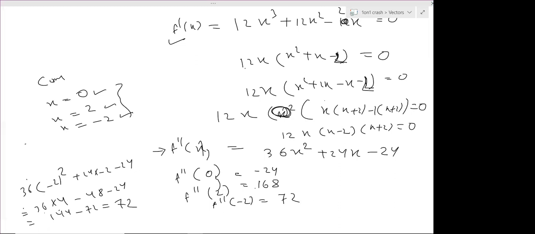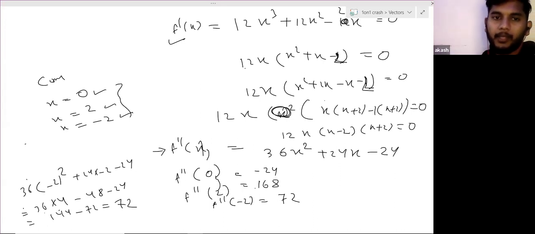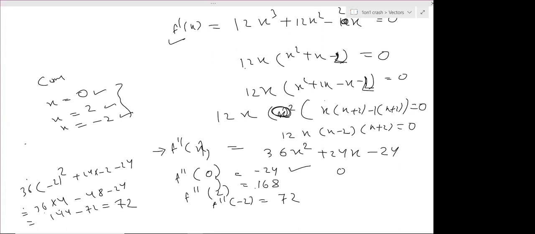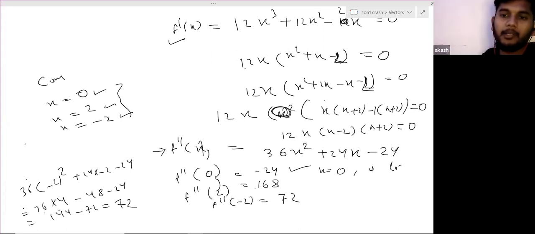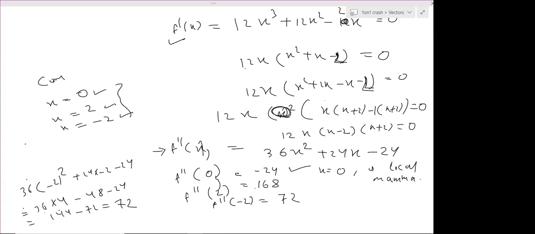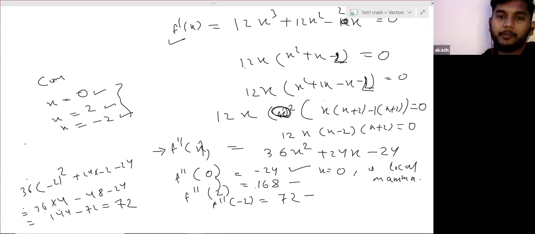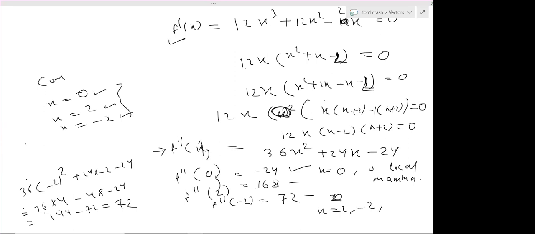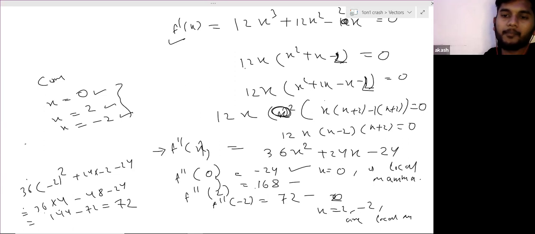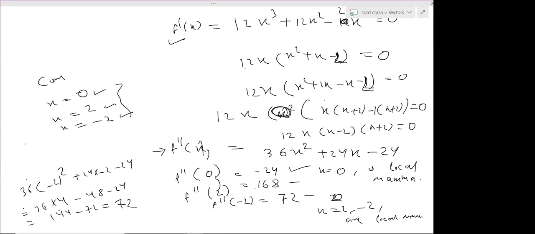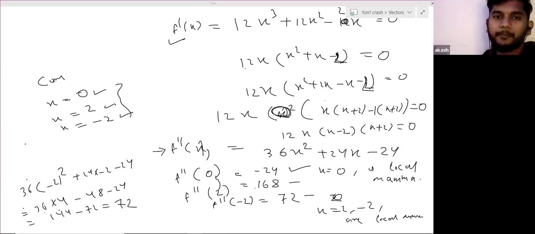So please look at the notes I gave you. If the double derivative is negative, then c is maximum, so x equals 0 is a local maxima. And if the double derivative is positive, then minima, so x equals 2 and minus 2 are local minima. Got it? Absolutely clear. Very easy.